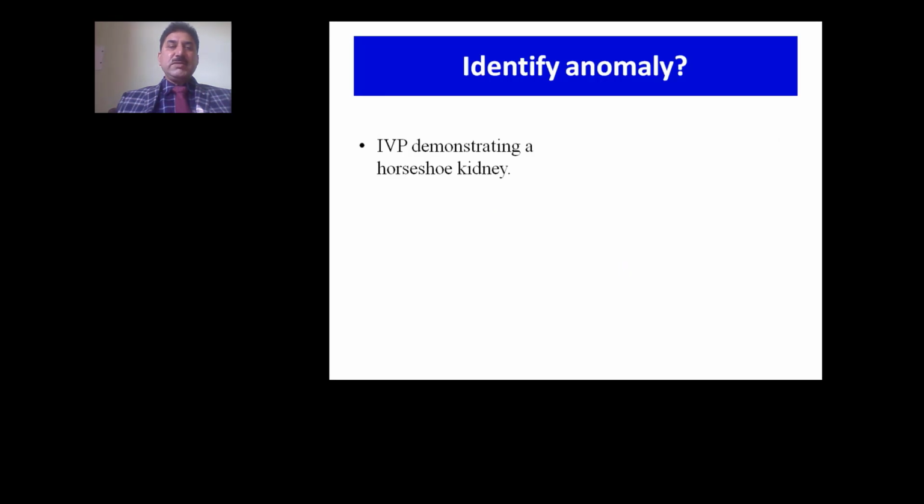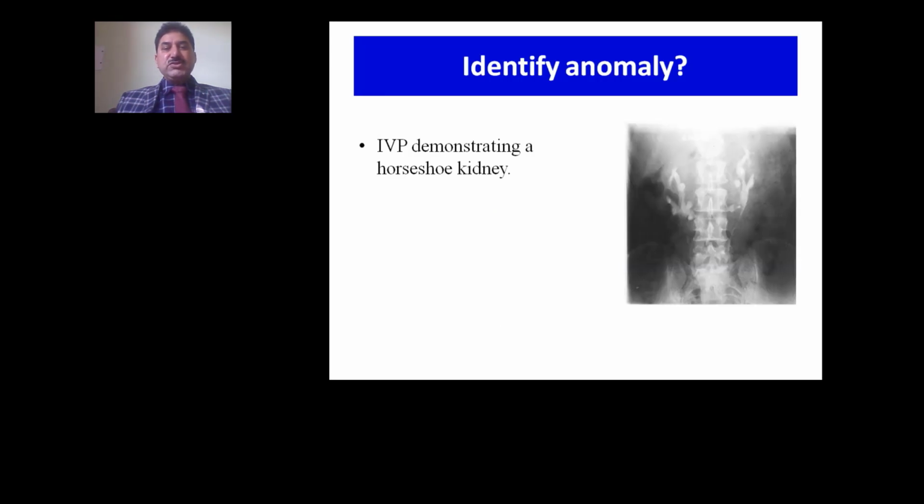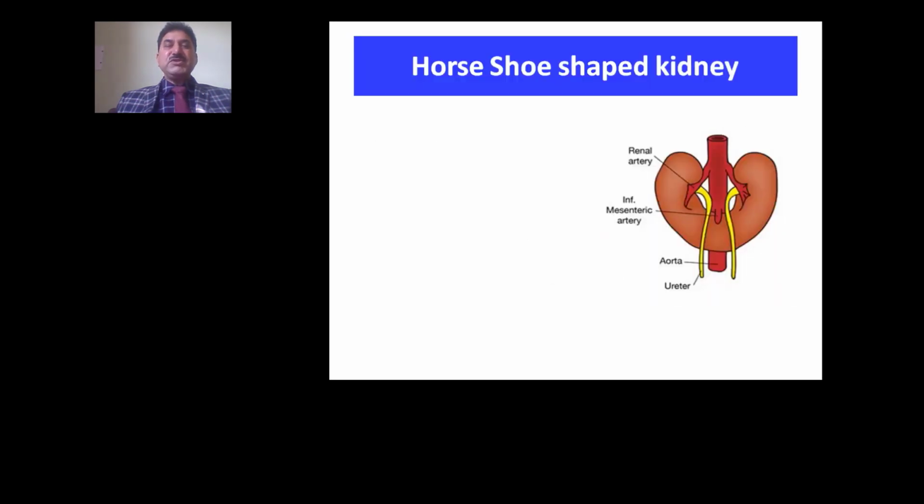Identify anomaly. This is an IVP demonstrating horseshoe-shaped kidney. On IVP, we can see flower vase appearance. Now, what is a horseshoe-shaped kidney? Incidence of horseshoe-shaped kidney is 1 in 400 individuals.